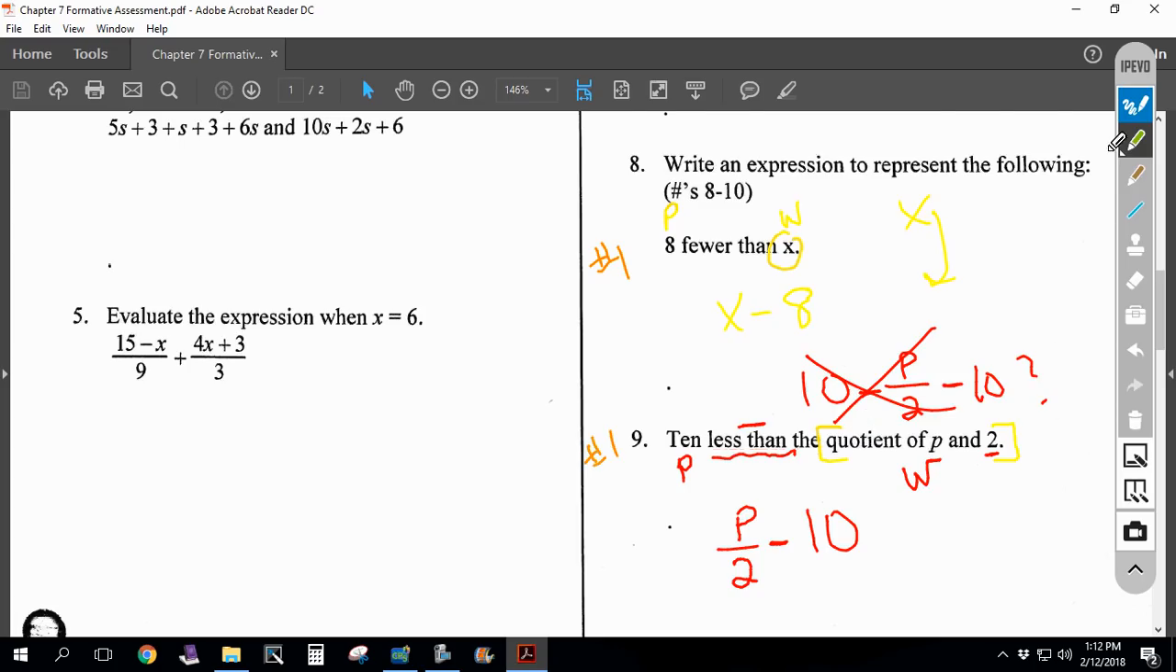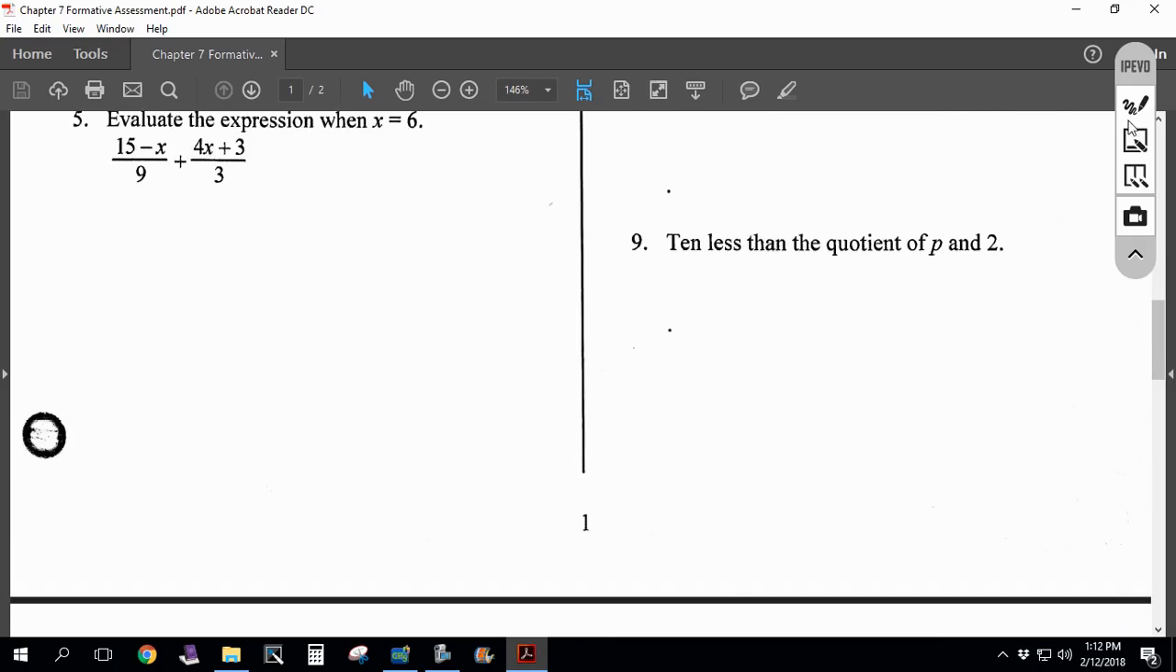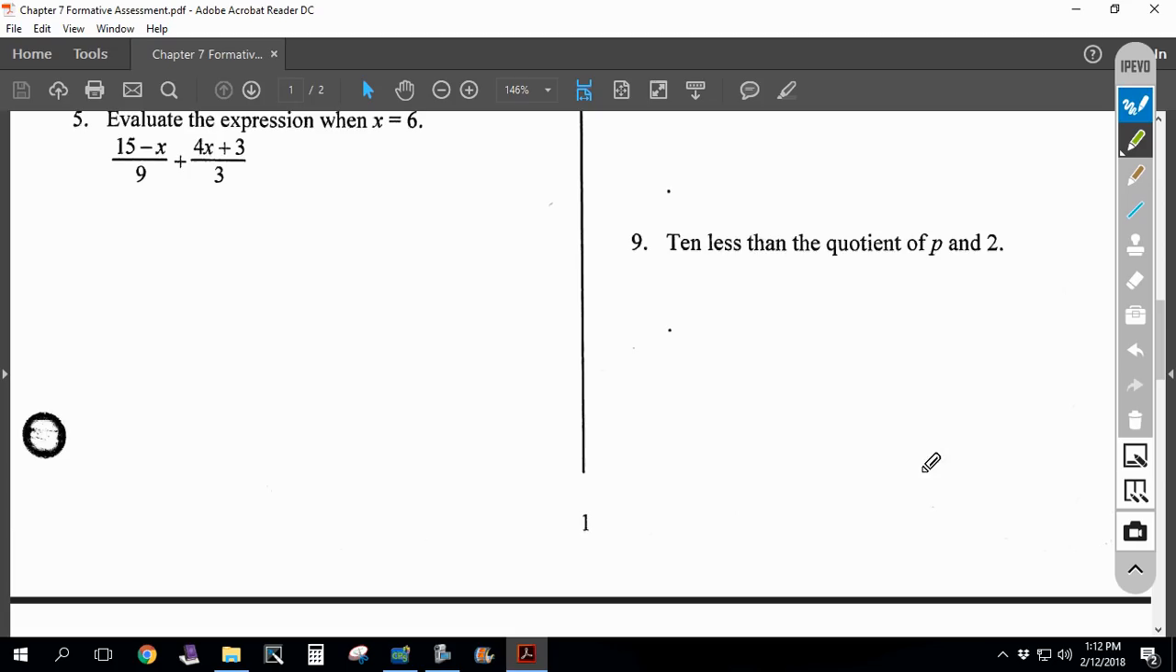All right. At the bottom, I want everybody right now to go ahead and put how many you got correct out of 9. So correct out of 9. If you need to pause and get those counted up, that's fine. I'm going to move on to the back page.